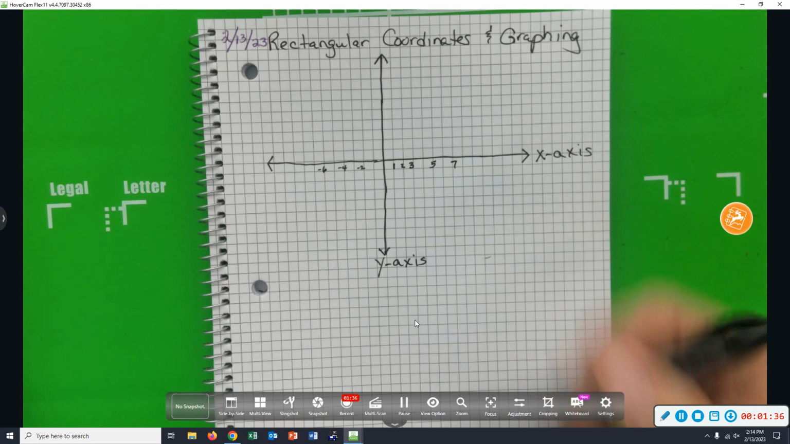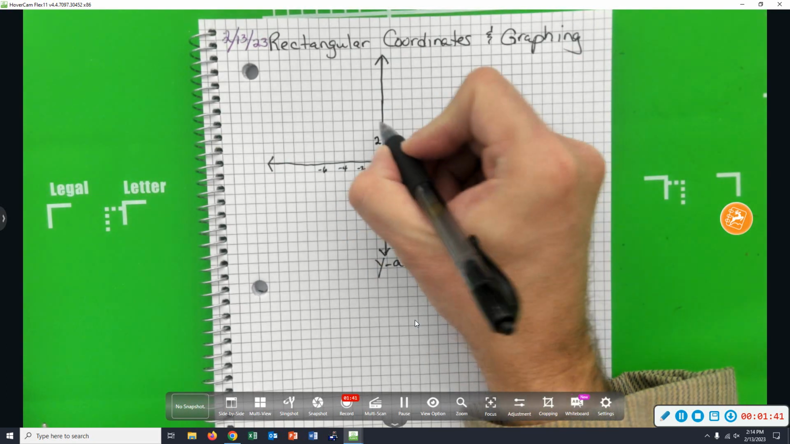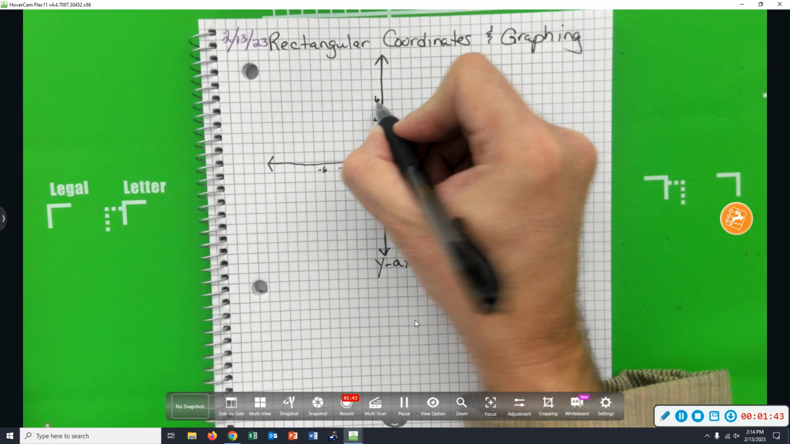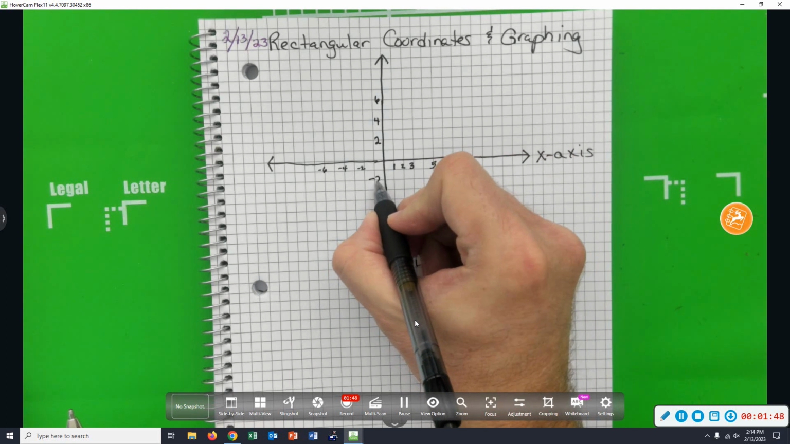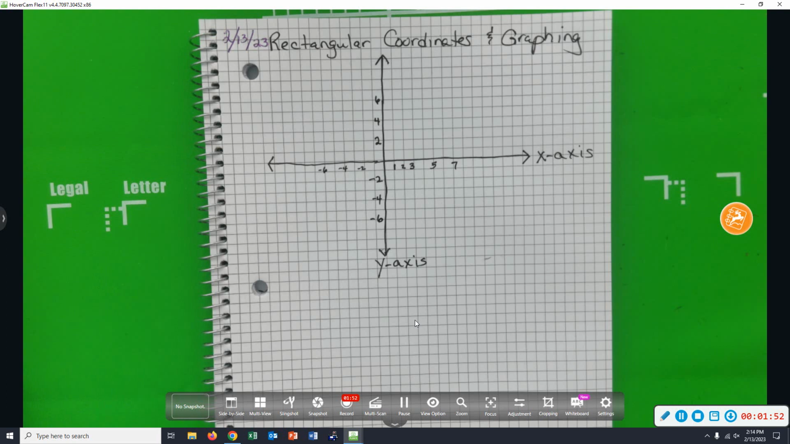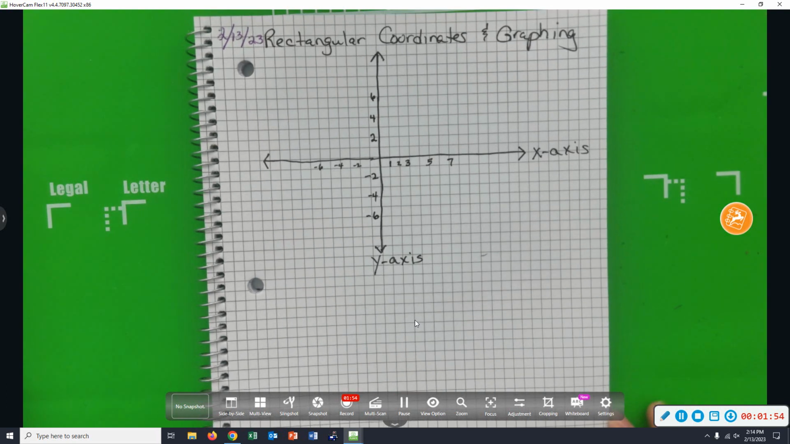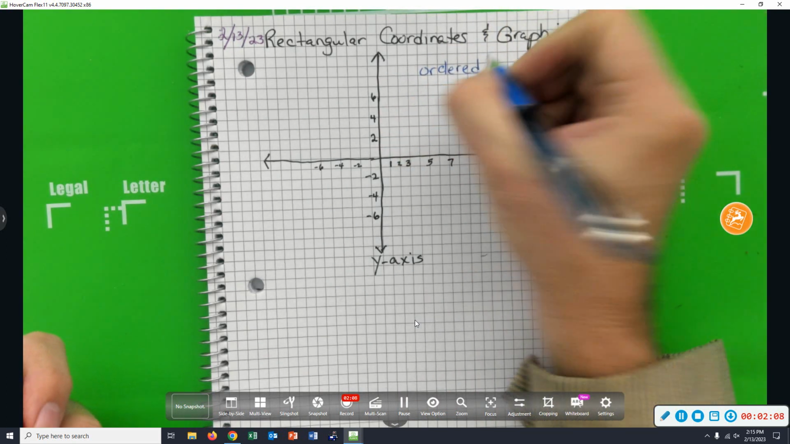The vertical number line, the y-axis, the positive numbers go up. So 2, 4, 6. Negative numbers go down. Negative 2, negative 4, negative 6. And we graph ordered pairs on graph paper like this. An ordered pair is in the form (x, y). Ordered pair.